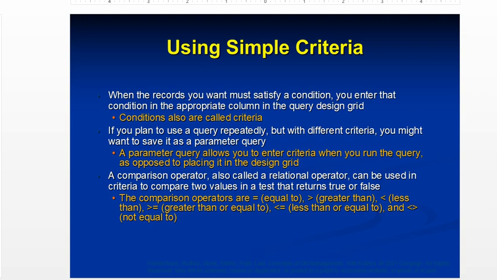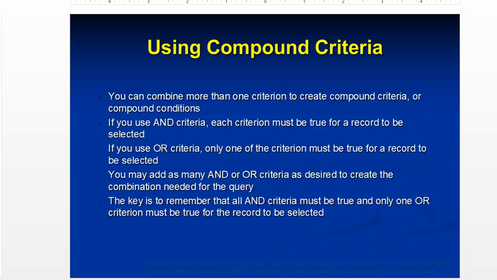Using simple criteria is just specifications that you have. Let's say, for example, I want to see the clients that have a bill greater than or equal to $5,000. You'll use a greater-than-or-equal sign under criteria. If you want to see the ones that did not order from us in the last 3 months, you enter less than or equal to 3 months in the criteria under design view.